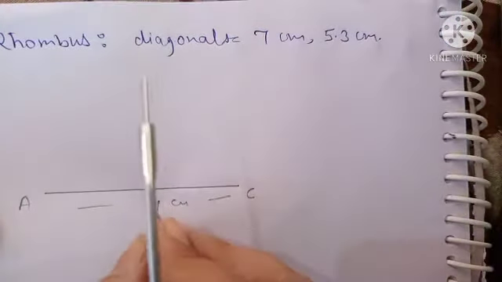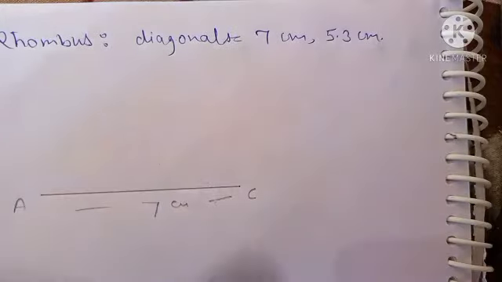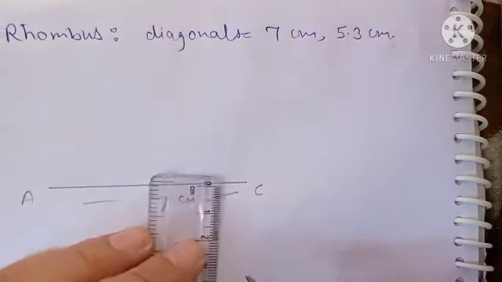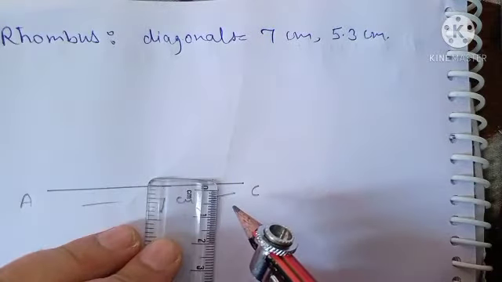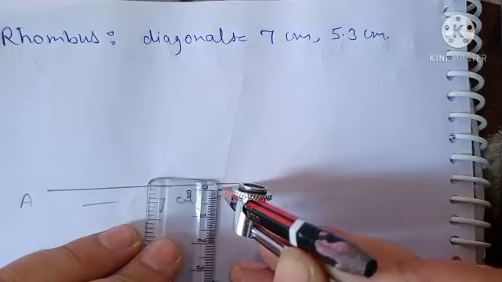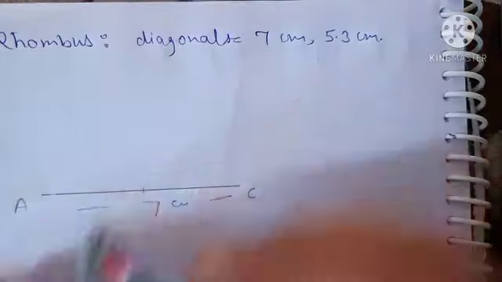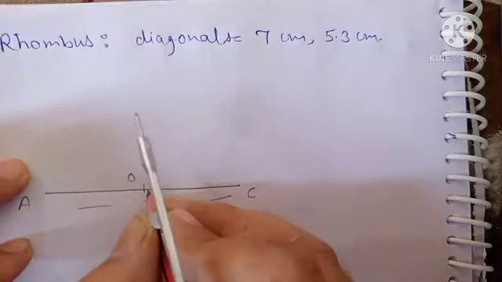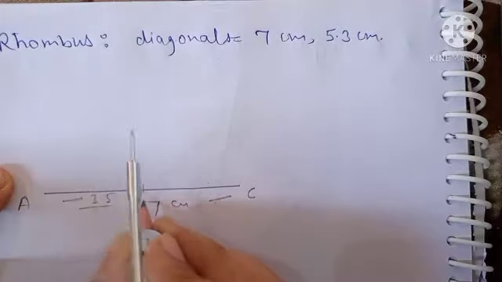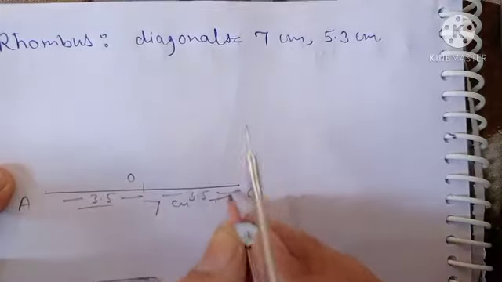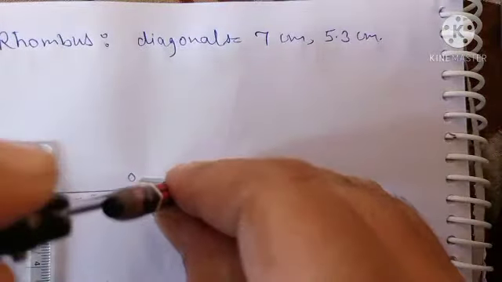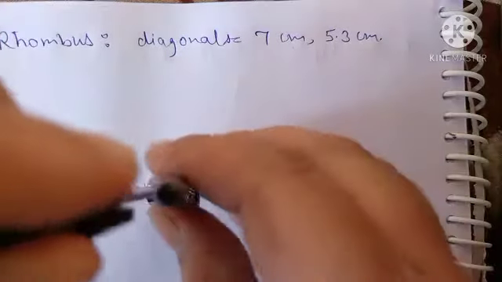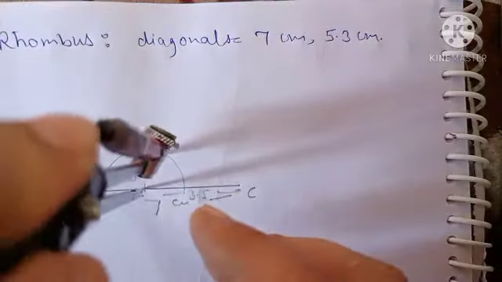Diagonal is given, so we will cut off at middle. We will take the half of 7, so it will be 3.5 centimeter. So we will take 3.5 centimeter from both the hands. This point is O, 3.5 from A and 3.5 centimeter from C. Now we will make 90 degree angle at O because diagonals bisect each other at 90 degree in rhombus. So here we will construct 90 degree angle.